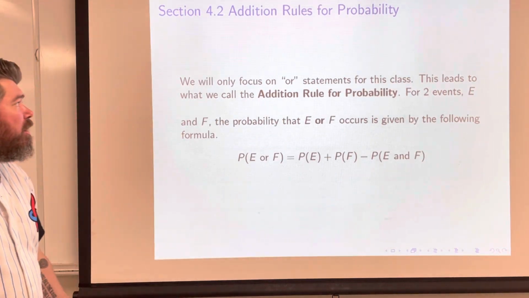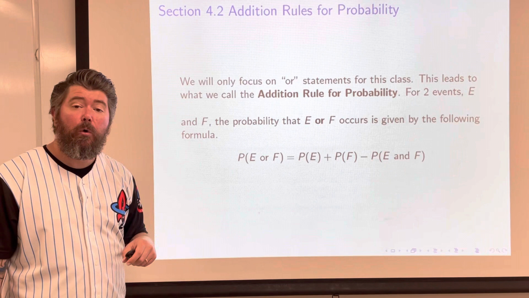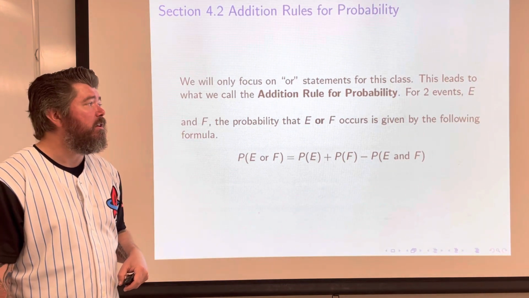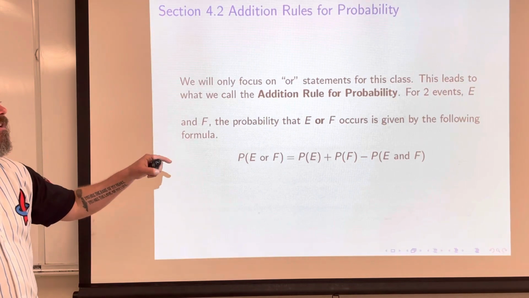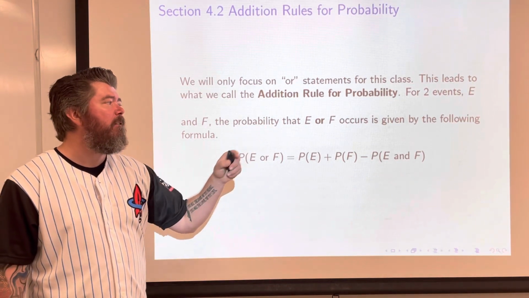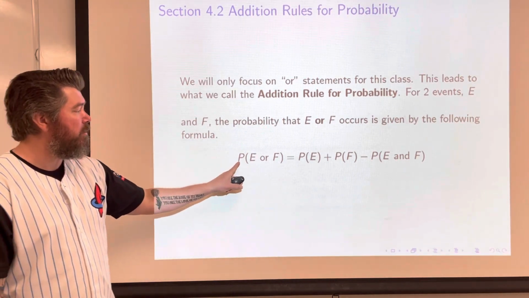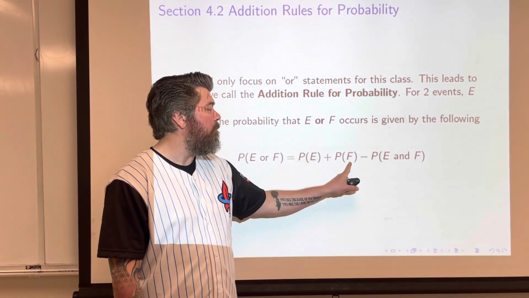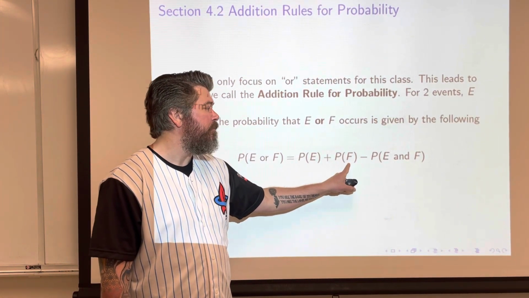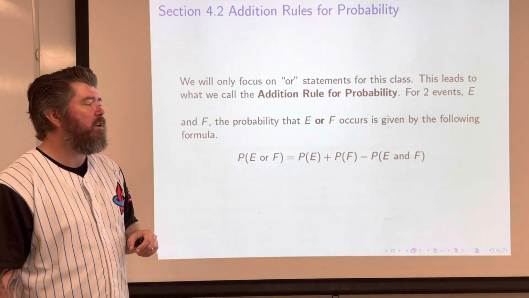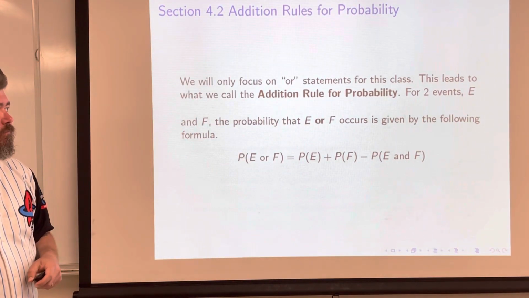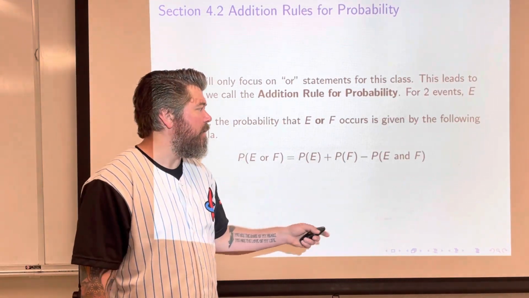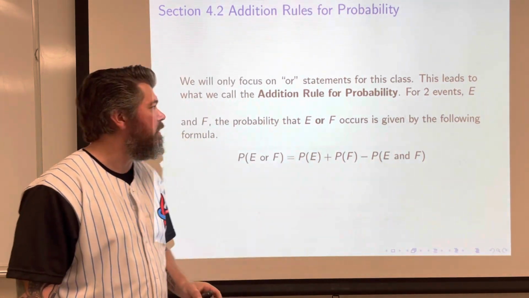Now, for the purpose of our class, we will only focus on our or statements. This leads to what we call the addition rule for probability. For 2 events, E and F, the probability that E or F occurs is given by the following. So the probability that E or F occurs is the probability of E plus the probability of F minus the probability of E and F. Let's look at an example and utilize this formula, and we'll explain what this means here in a second.